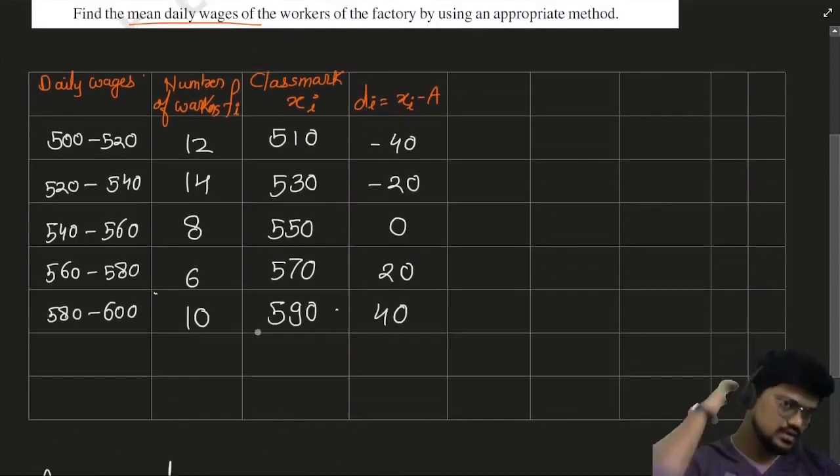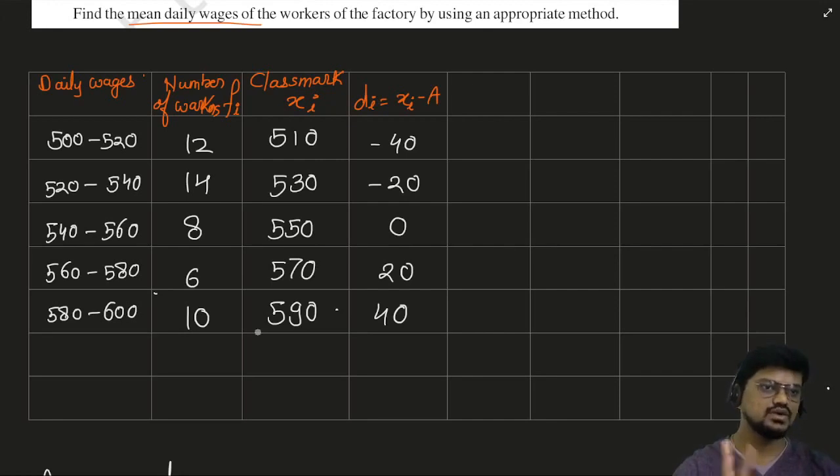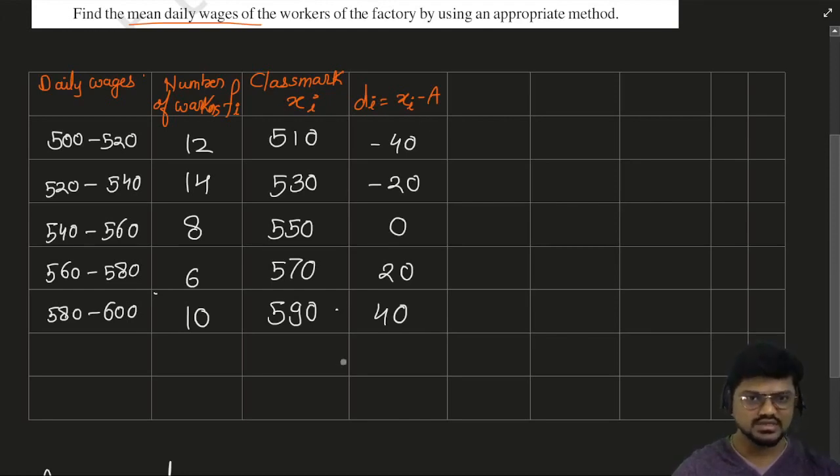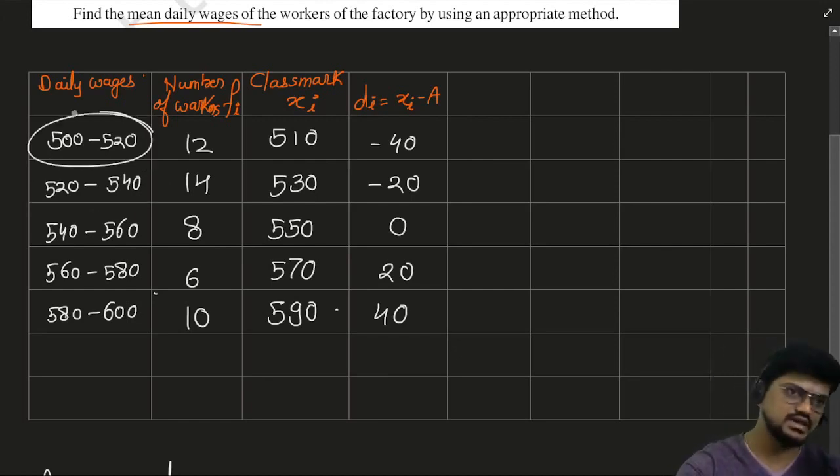Now after that, there is a confusion whether we'll be using a shortcut method or a step deviation method. There are two ways. We can directly use a shortcut method from this, or we can use a step deviation method also. If these di values are multiples of the class interval, so see over here, 500 to 520 is there. So what is that? 20. The class interval is 20, no?